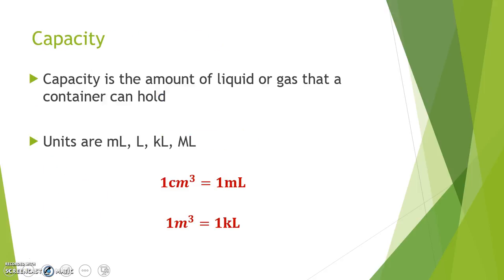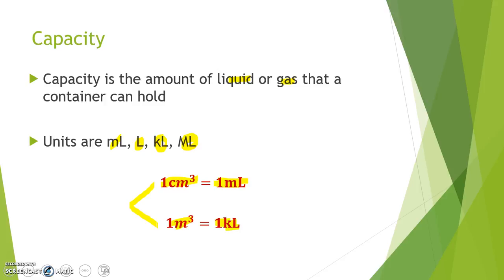The other thing we need to know is capacity. So capacity is the amount of liquid or gas, generally, that a container can hold. Units are measured in millilitres, litres, kilolitres, and megalitres. Capital M for mega, little m for milli. L for litres is always the capital. So 1 cubic centimetre equals 1 millilitre, and 1 cubic metre equals 1 kilolitre. These are two facts you have to learn.